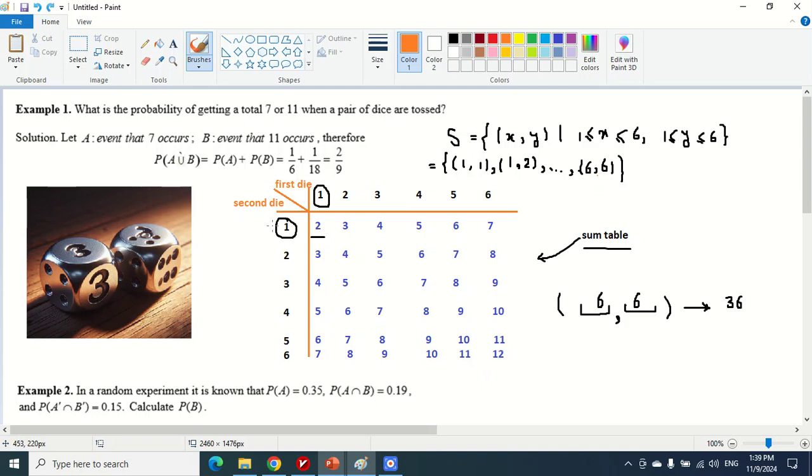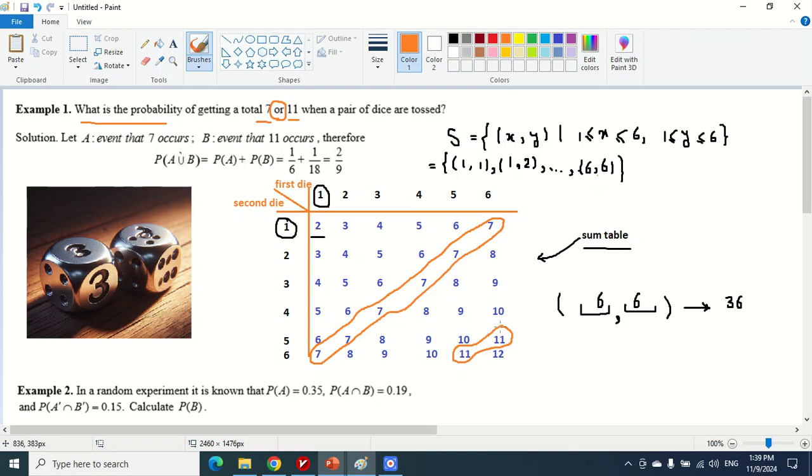The addition of 1 and 1 is equal to 2, and I put all of them in a sum table, the summation of the numbers. So the question asks you, what is the probability of getting 7 or 11? The word "or" over here is very important. The number 7 can be laid on a diameter over here. You can see that all the values of 7 are here, and all the values of 11 are here, and I just circled them.